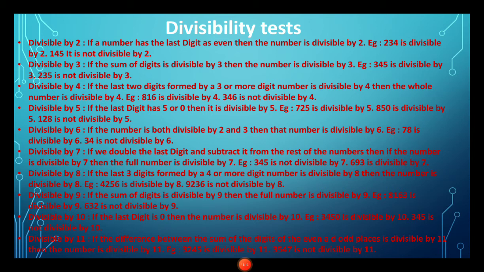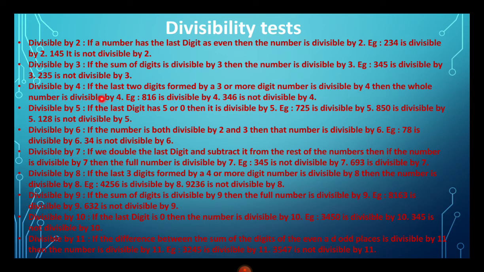So now divisible by 4. If the last two digits are divisible by 4, then the full number is divisible by 4. 816. So 4 4s are 16, as 16 is a multiple of 4. So 816 is divisible by 4. Now 346. 46. 4 1s are 4. So 0 and 6. 4 1s are 4. 5 6. So 2 gives us the remainder. So it is not completely divisible by 4. So this full number is not divisible by 4.